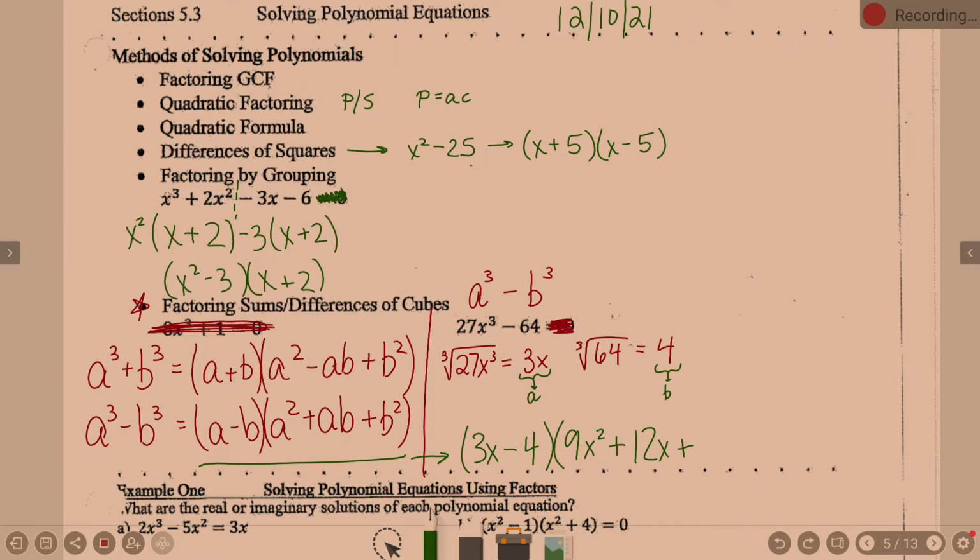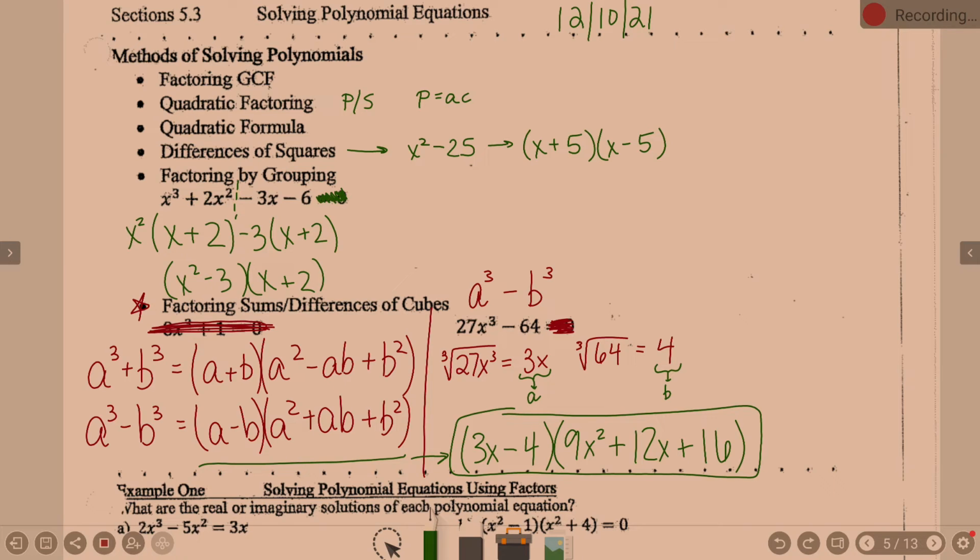Okay, did you guys fill in b squared without me? It was the cube root of 64, which was 4, and we're going to square it, so 16. Okay, this is what that would look like in factored form. Like earlier, you would then have to set each part equal to 0. And because of this second one, that's where quadratic formula will come into play today.